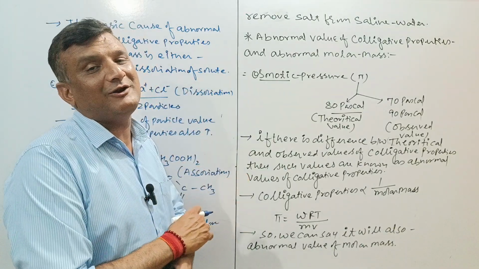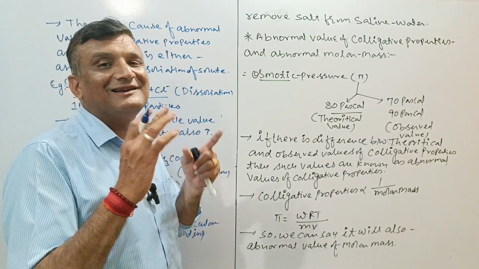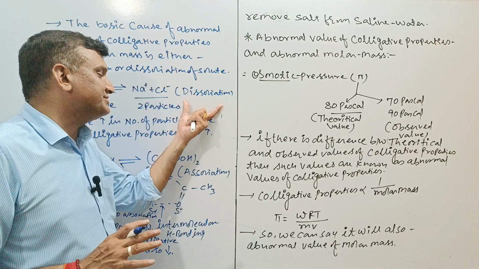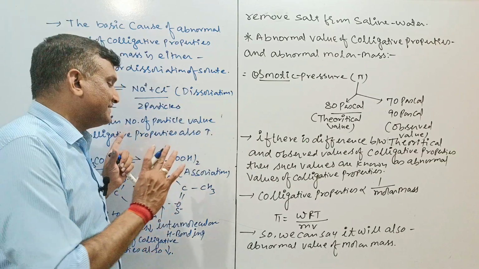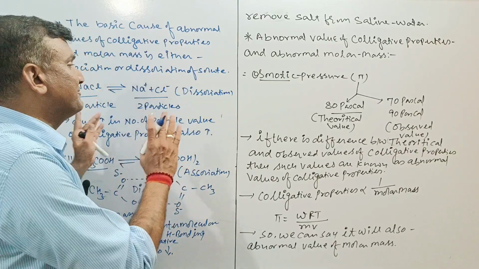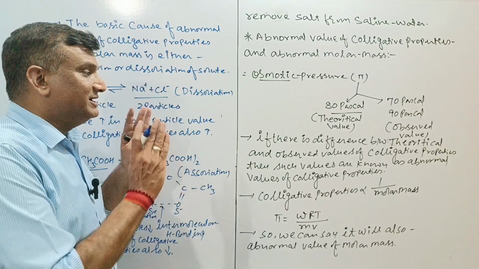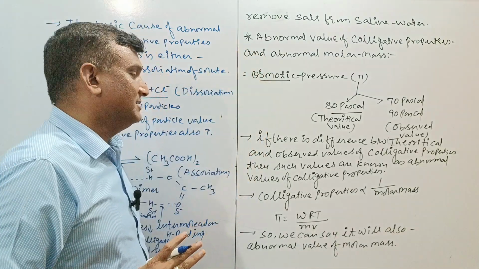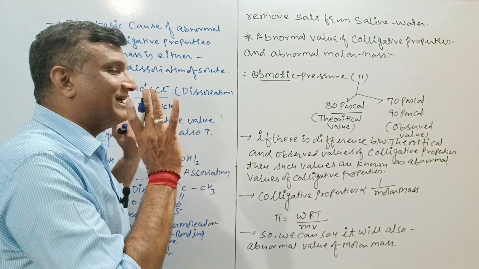मीन्स पर्टिकुलर थ्योरेटिकल और ऑब्जर्व वैल्यू के बीच में डिफरेंस एरर क्यों आएगा? बिकॉज ऑफ पर्टिकुलर ड्यू टू आइदर डिसोसिएशन और एसोसिएशन. This was regarding the abnormal values of colligative property. It's a very important topic. You have to go through this important topic deeply and read the entire matter properly.